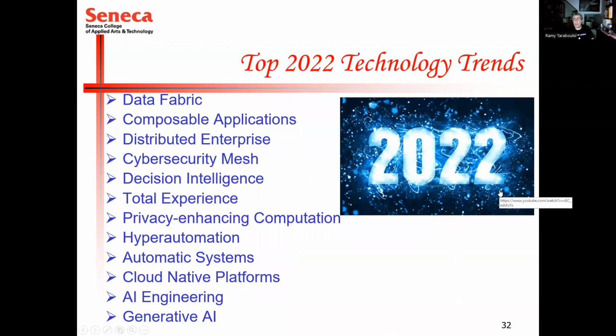Gartner comes up with technology trends every year. And this year, these are the different technology trends in here. There's a video behind it that explains each one of them a little bit in more detail.